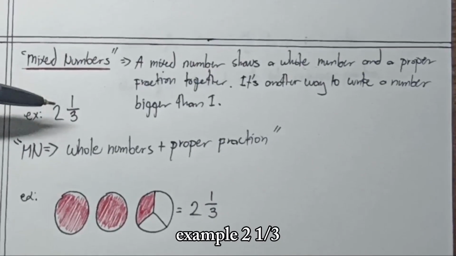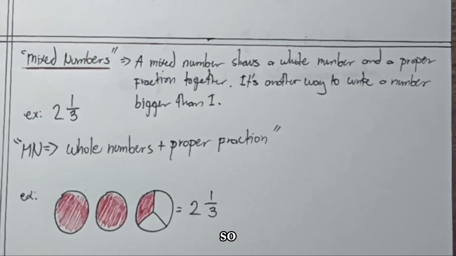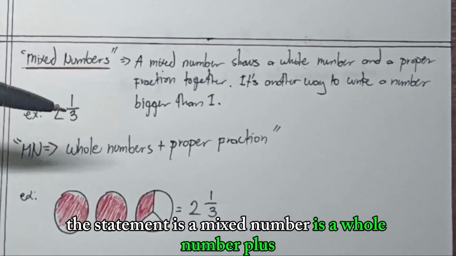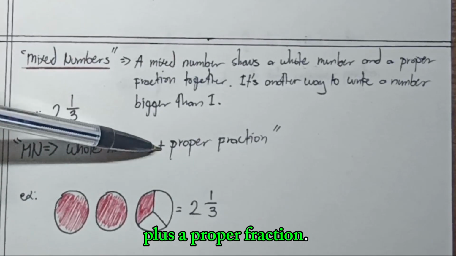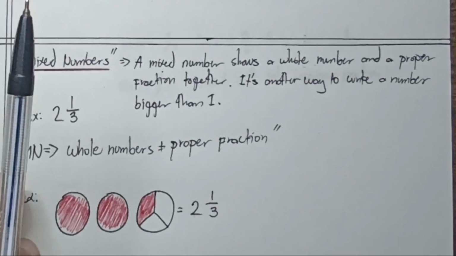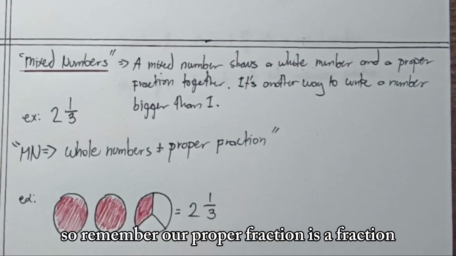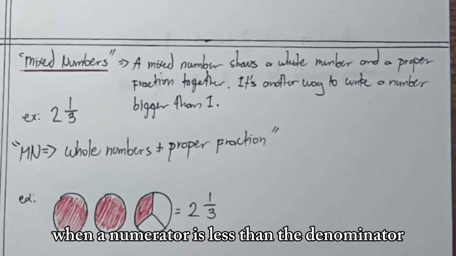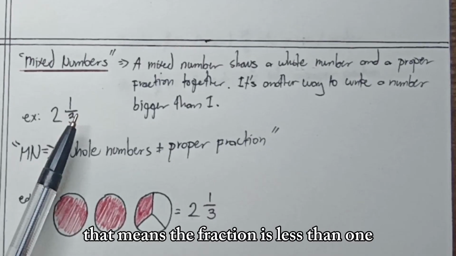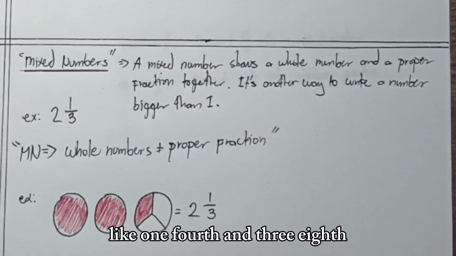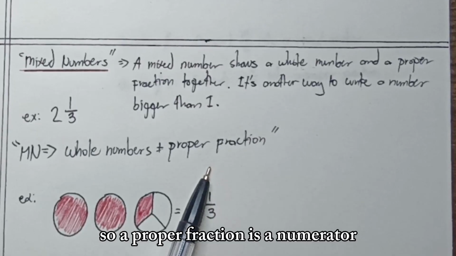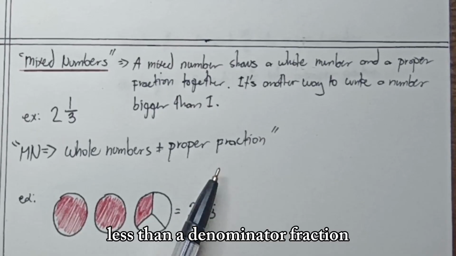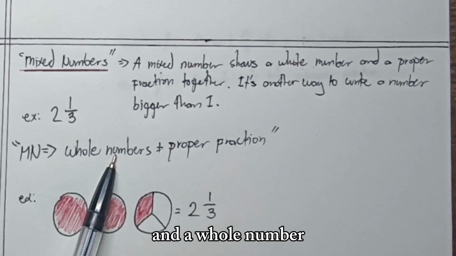Example, 2 and 1/3. So the statement is, a mixed number is a whole number plus a proper fraction. Remember, a proper fraction is a fraction where the numerator is less than the denominator. That means the fraction is less than 1, like 1/4 and 3/8. So a mixed number is a whole number and a proper fraction.